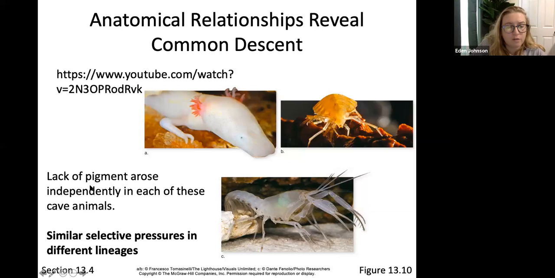So lack of pigment arose independently in each of these cave animals because they had similar selective pressures in their different lineages. Analogous structures.